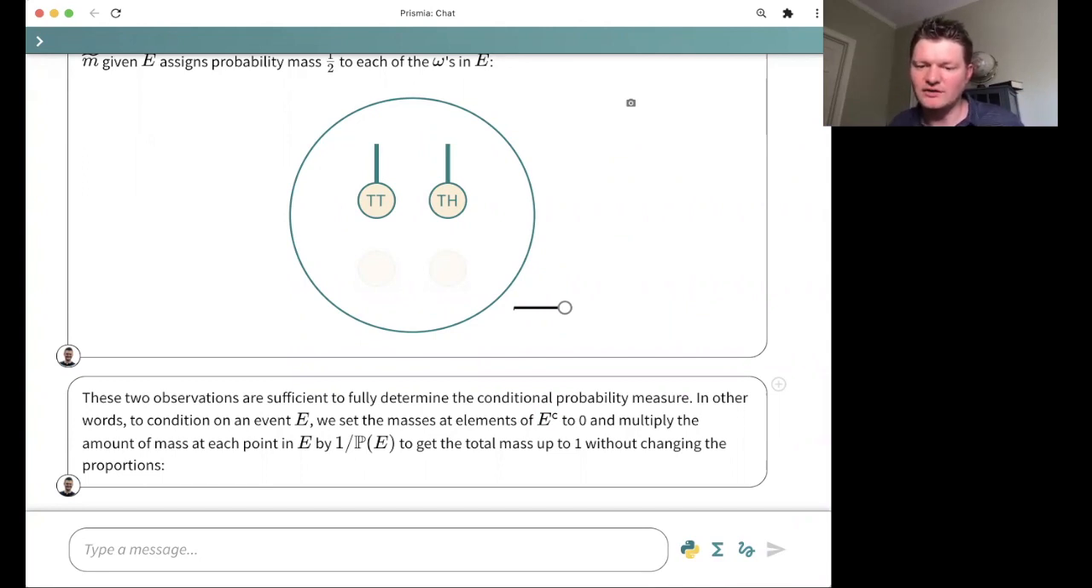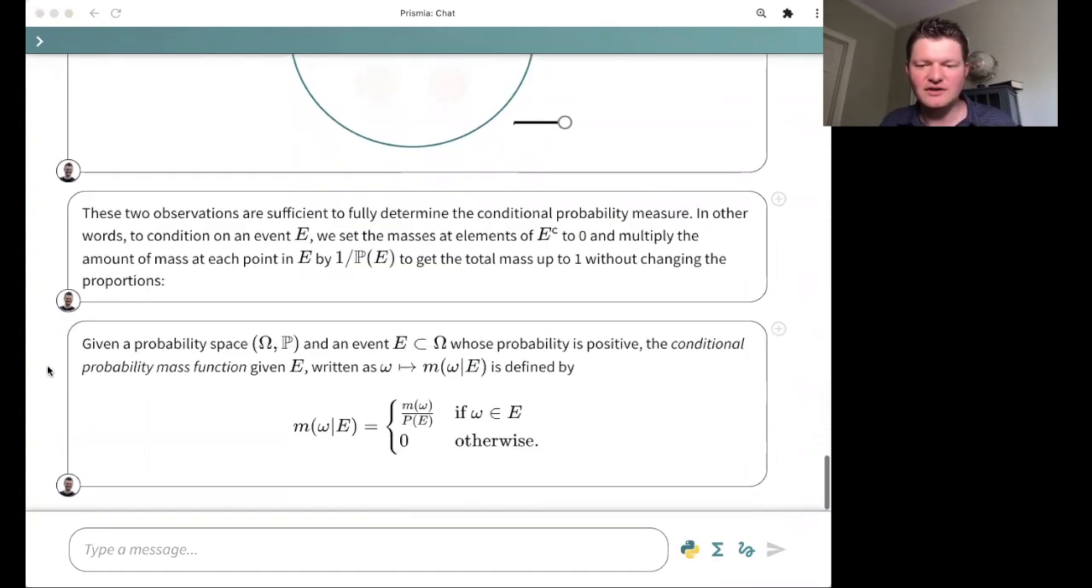So 1 over the total amount of mass remaining. That way, the total amount of mass remaining after we gross up the probability masses will be 1. So let's write that down as a definition. This is just directly from the data gymnasia content.